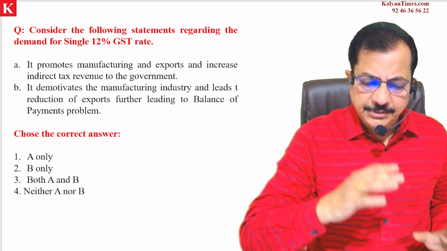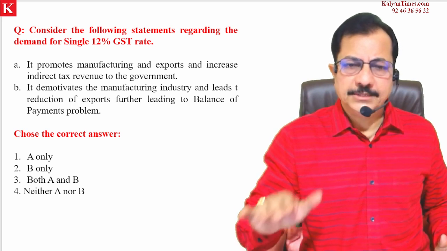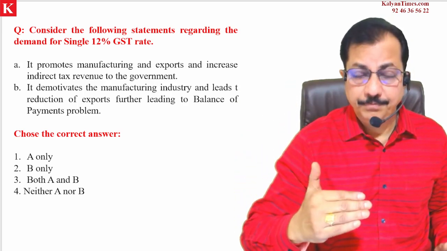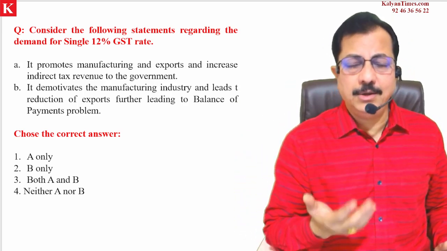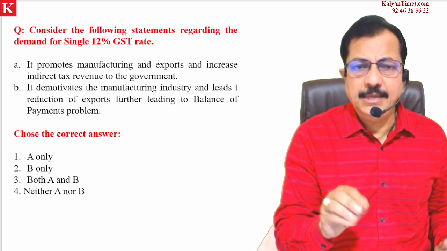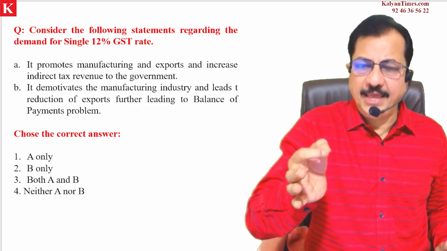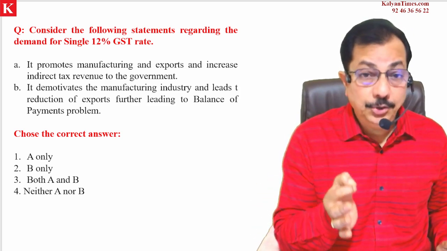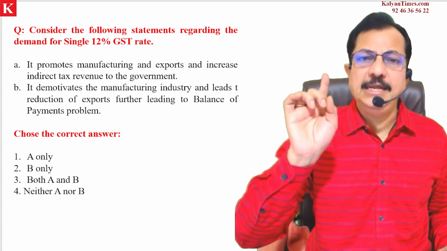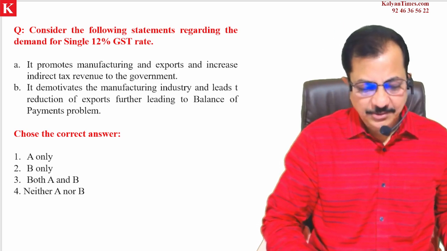Is it correct? Statement A and statement B are absolutely contradictory to each other. Statement A is mentioning the promotion. Statement B is mentioning the demotion. But according to our logic, according to the analysis that we have put here, definitely statement A is correct. So that will promote the manufacturing sector, that will promote exports, and that will increase revenue to the government. And statement B is wrong. So obviously only statement A is correct, and our answer should be option 1. That's it. Clear? So A only.